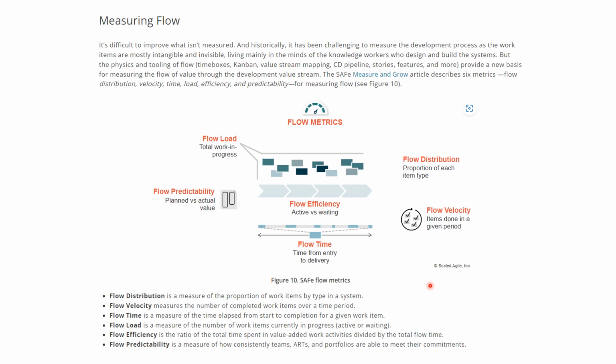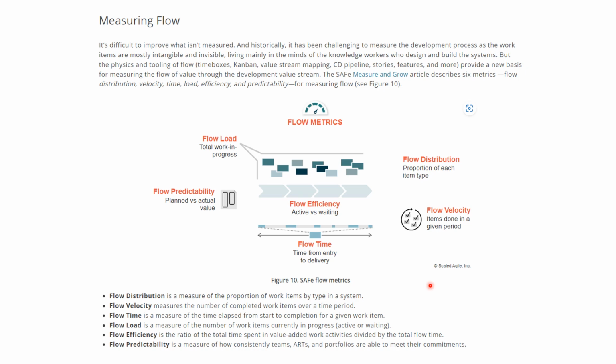The second metric is flow velocity. Flow velocity measures the number of completed work items over a time period, right? We talk about sprint velocity, or velocity for an iteration, so it's a similar metric. Flow time is a measure of time elapsed from start to completion for a given work item. You can resonate with your cycle time or lead time, right? That's called flow time. Flow load is a measure of the number of work items currently in work in progress, which is actively waiting. So that you will understand what the capacity is and whether its loading is correct or not.